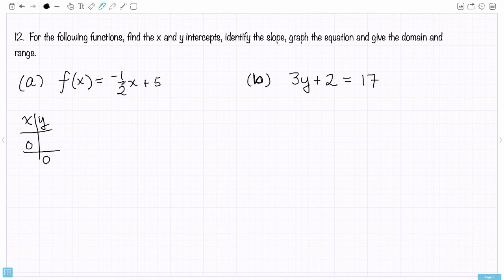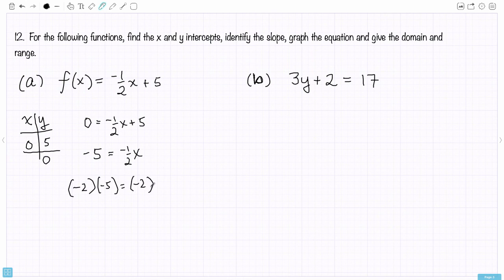If I plug in x is 0, I'm going to get 5. And if I make y 0, I'm making f of x 0. And in this case, I'll have to solve for x. So I'm going to write 0 is negative 1/2 x plus 5. Solving for x, subtract 5 from both sides, and multiply both sides by a negative 2. That way I have 10 on the left side, and negative 2 times negative 1/2 just cancels to 1. So I have x. So the x-intercept is 10.